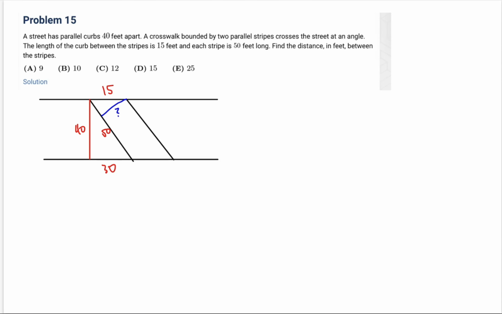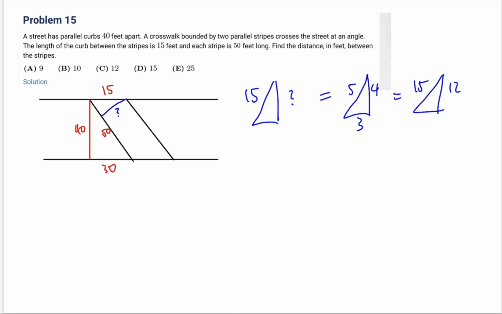So this triangle and this triangle, they are similar, right? So this 15 and something is equal to the ratio of, this is 50, 40, 30, right? So it's 5 to 4 to 3. So if you multiply by 3, 15, 12, and 9, so this has to be the same as this. So the mystery distance is 12 feet. So it's C.